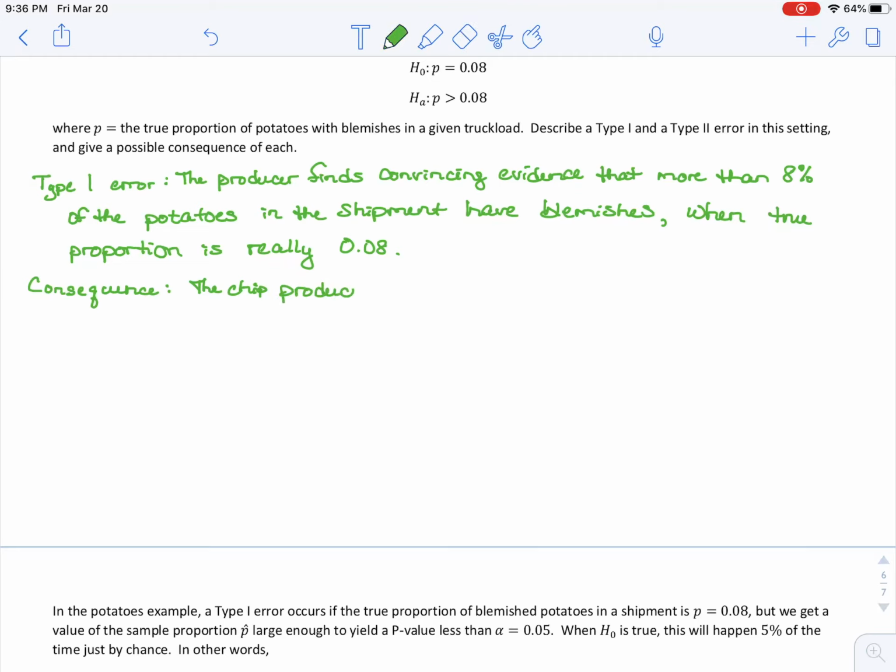Producer sends away the truckload of acceptable potatoes. They thought they weren't acceptable. They really were. And because they sent away something they didn't need to, they wasted time, and the supplier lost out on some money. So I'm just going to say they wasted time and money.